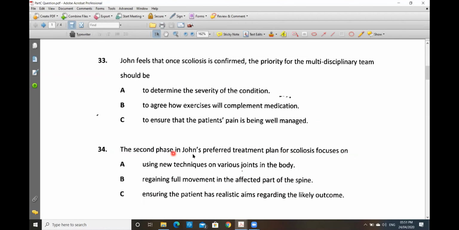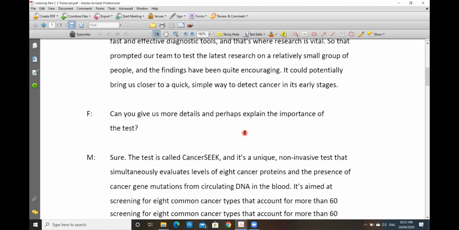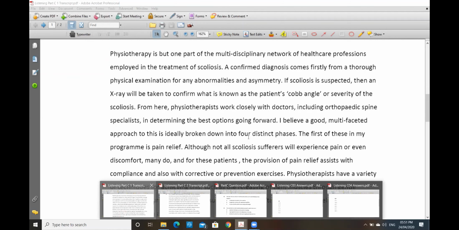Then here, the second phase in John's preferred treatment plan. Here, it's great that almost all of you could get this as the correct answer. So here, B is the correct answer, right? They did talk about shoulder joint, but they were trying to explain the adjacent joints, not various joints. That was adjacent joints.